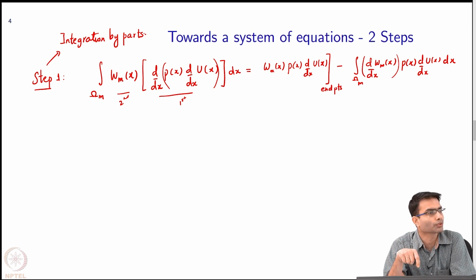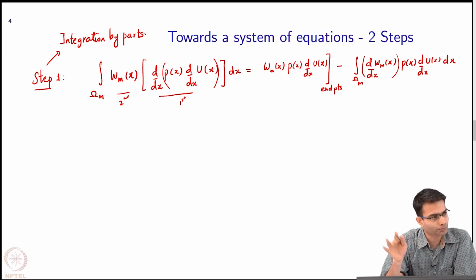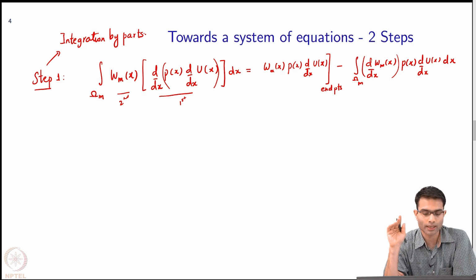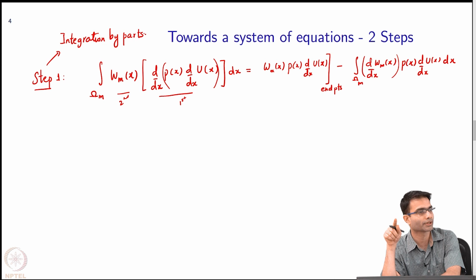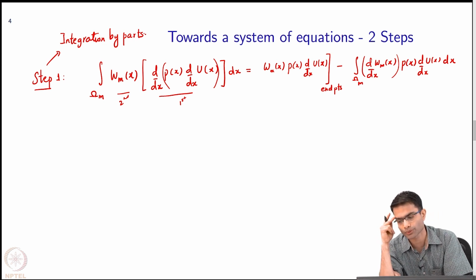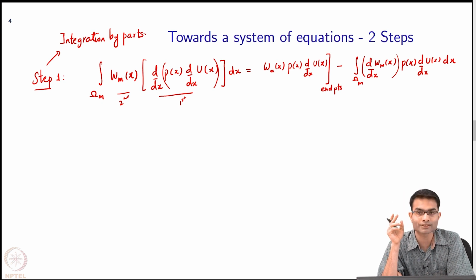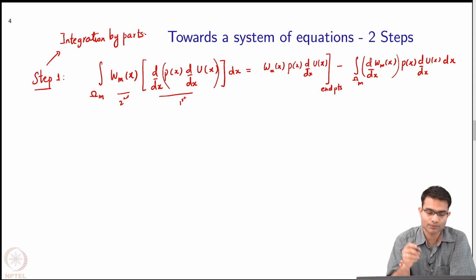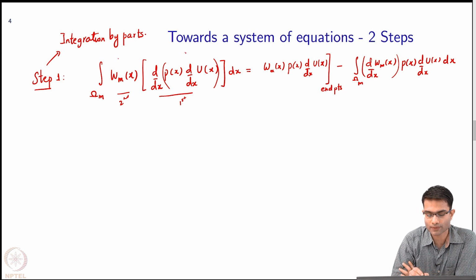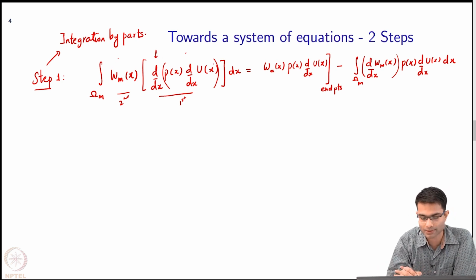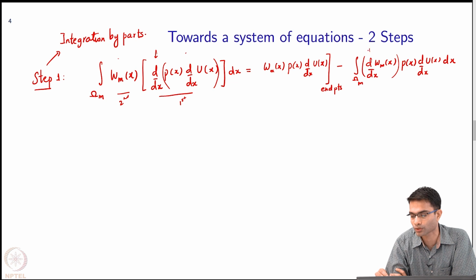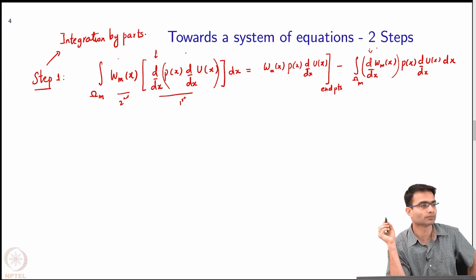Now, this looks very simple to do in 1D. It is actually very simple to do in higher dimensions also, except that instead of a d by dx, you will have a del operator. That is the only difference, and we will look at that in 2D when we come to 2D. But notice, apart from ease of integration, what have you actually done? You have, in some sense, if you look at this expression, transferred one derivative from u onto w, right. This derivative which was acting here on p(x) and u prime(x) has now been transferred onto w.